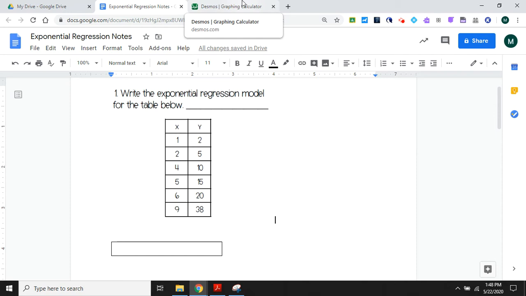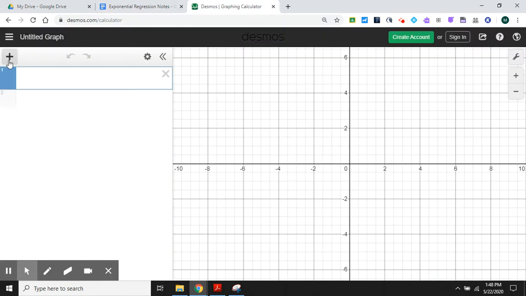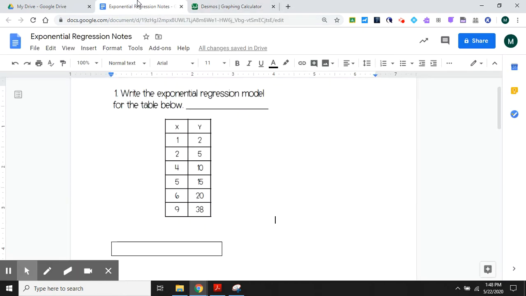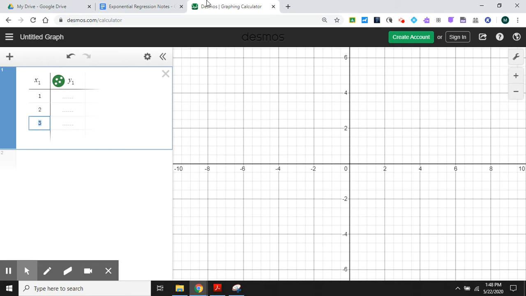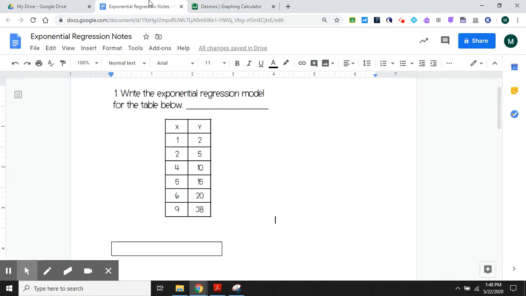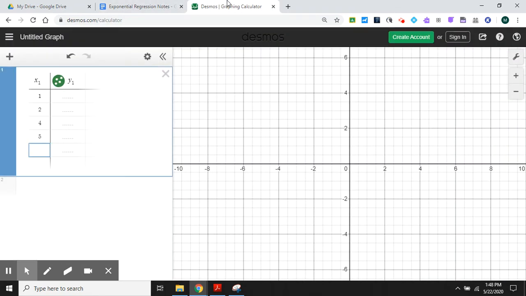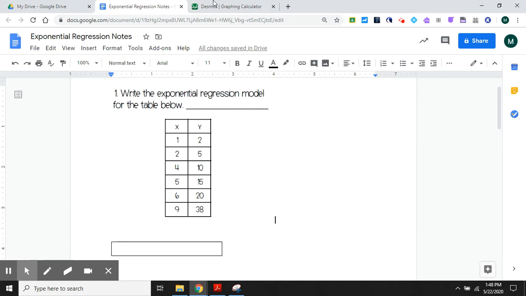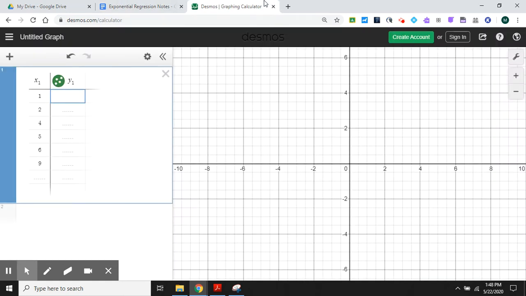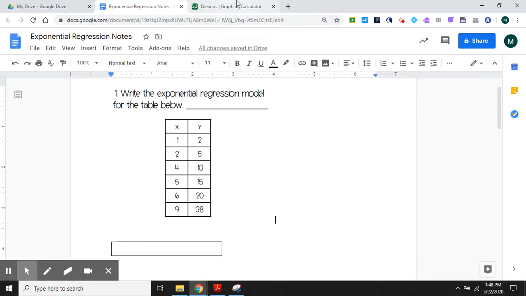So in order to do this in Desmos, we're going to hit the plus button and put in a table, and it automatically defaults to x1 and y1. So we've got 1, 2, 4, 5, and then 6, 9. And I'm going to put in my y values that go with that. So we've got 2, 5, 10, 15, and then 20 and 38.